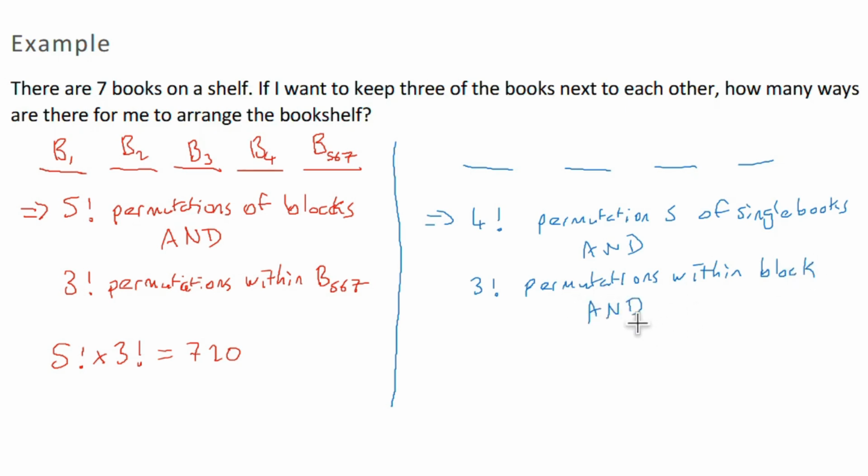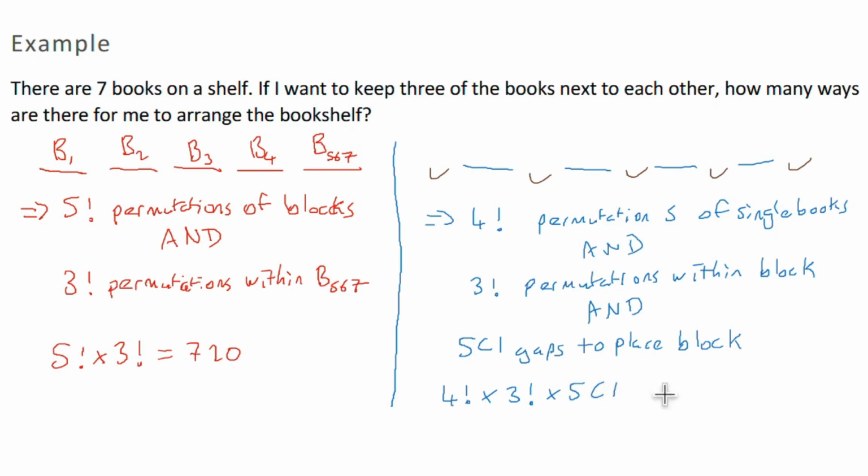and we would also have, or how many gaps are there here? There is 1, 2, 3, 4, 5 gaps, and we need to choose one of them. So we have 5 choose 1 possible gaps to place the block. So we have 4 factorial times 3 factorial times 5 choose 1, which is equal to 720.